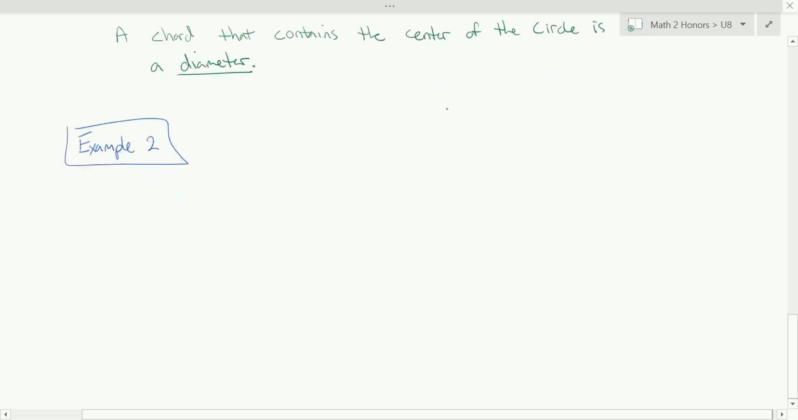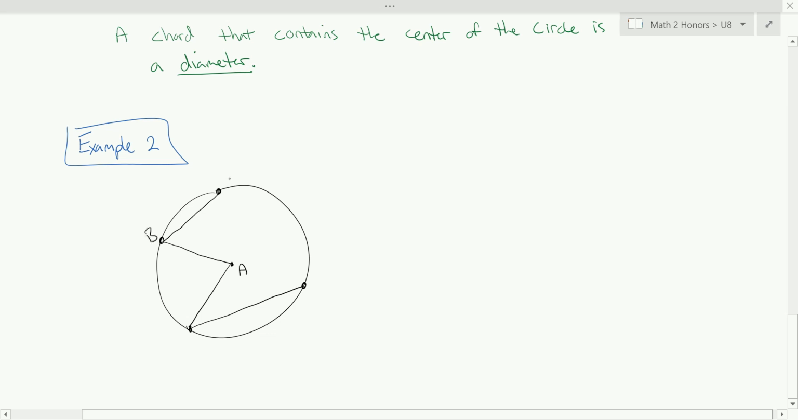So we have another circle, center A. I'm going to put 4 points on the circle here and connect them this way. I'm going to label the points B, C, D, and E. I'll give you some information here.